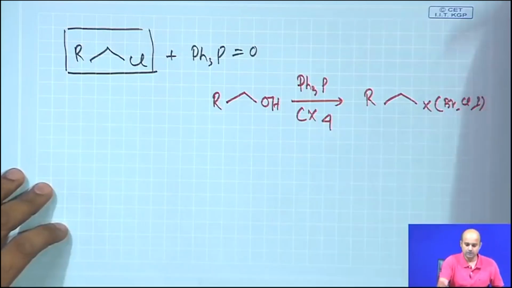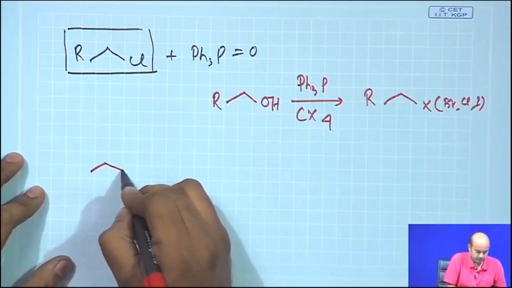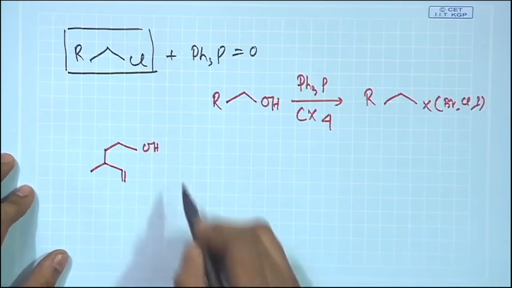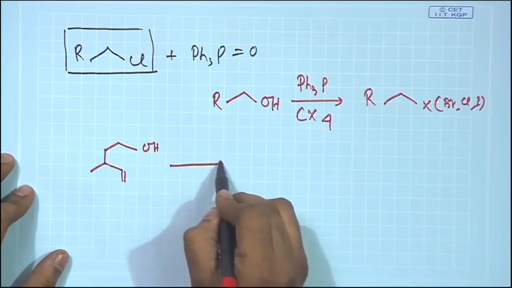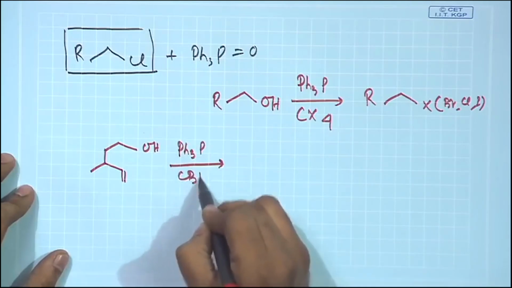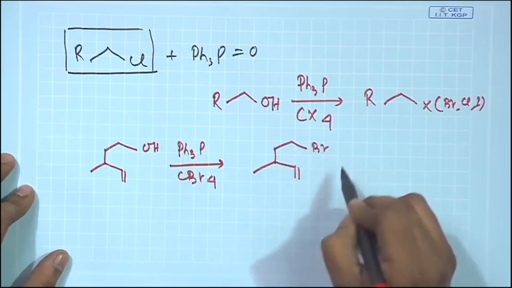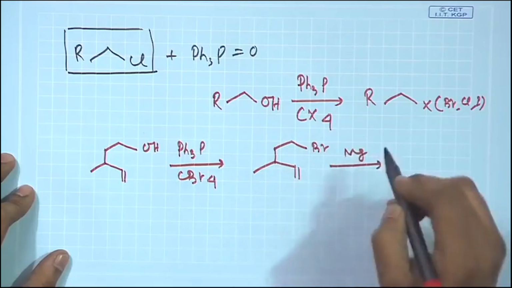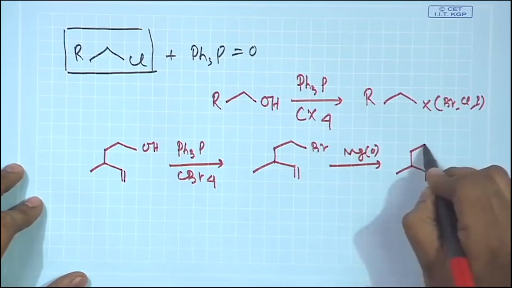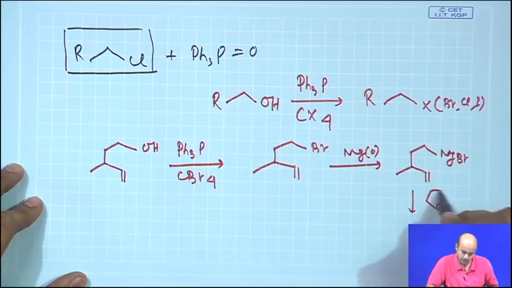So, now coming to our problem which was given to you, you have the initial starting material, CH2OH. Okay. So, what do you do? You treat with triphenylphosphine and CBr4, you will get the corresponding bromide, react with magnesium metal, and you will get the corresponding Grignard, react with furfural.